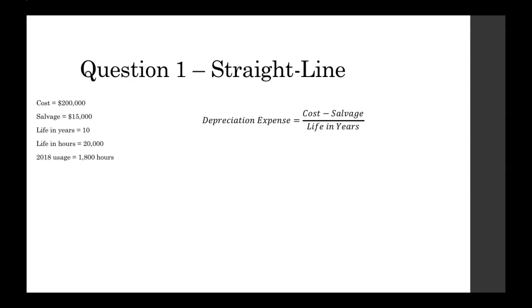The way that we find that amount is by taking our cost minus our salvage value, which gives us something called the depreciable cost, and then we divide it by its life in years. So we plug in the numbers that we know. Our cost, that was $200,000. Our salvage value, that was $15,000. And we divide it by its life in years, which is 10. So if we do all of that, we will find out that the depreciation expense is $18,500.